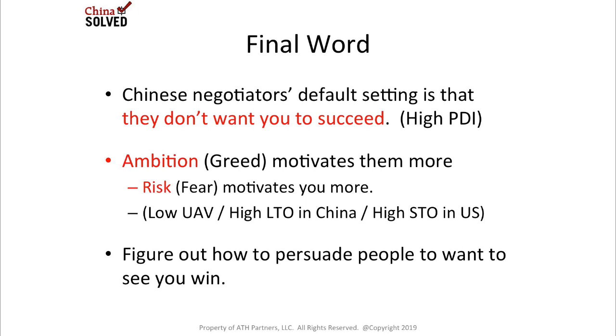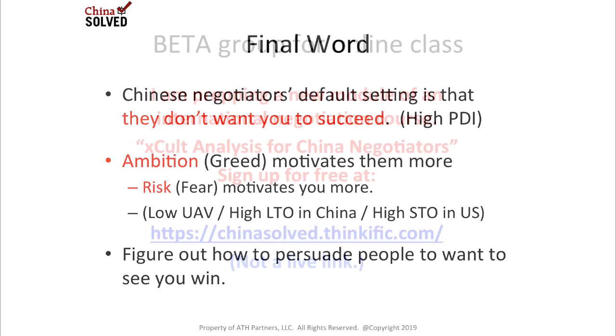Culture reveals the emotional buttons. For China, the ambition and greed is the big motivator. For you, risk and fear are the big motivators. So you got to learn to push their buttons while defending yours. Their Achilles heel is they can be blinded by ambition when they're confident, and they can get pretty desperate and malleable when things look bad.